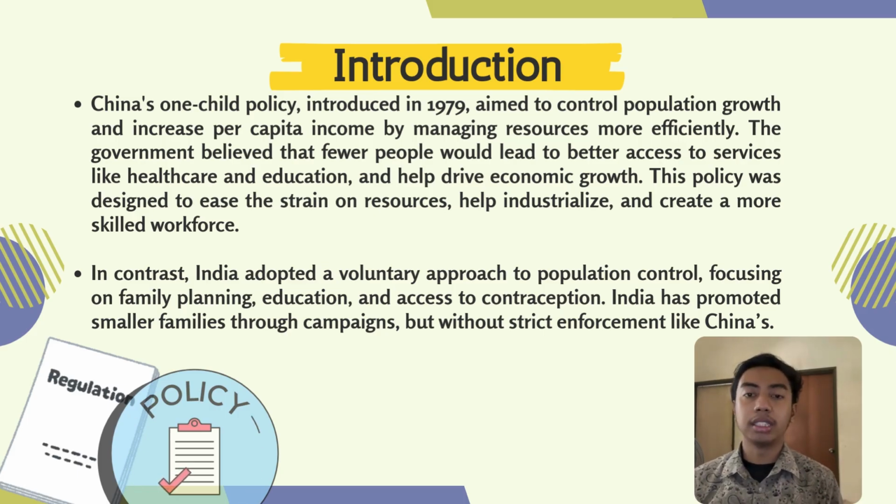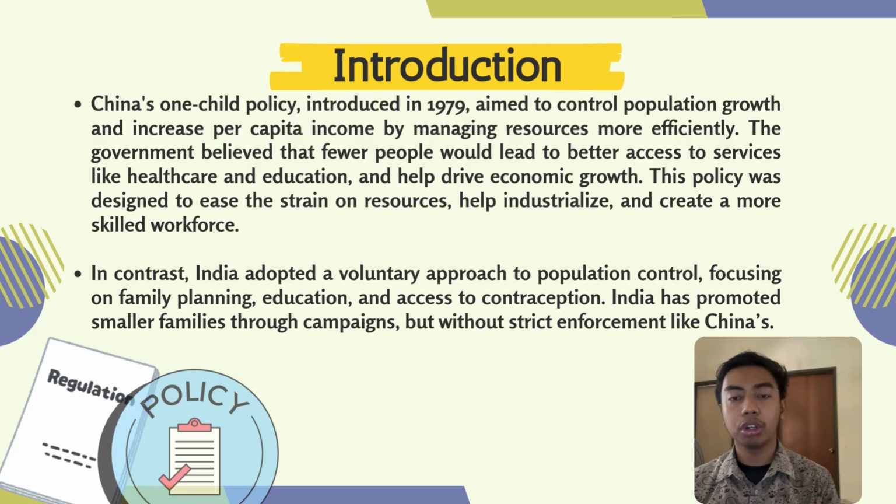Today I will talk about the introduction. First of all, the one child policy. Introduced in 1979, it aimed to control population growth and increase per capita income by managing resources more efficiently. The government believed that fewer people would lead to better access to services like healthcare and education and help drive economic growth. This policy was designed to ease strain on resources, help industrialize, and create a more skilled workforce.